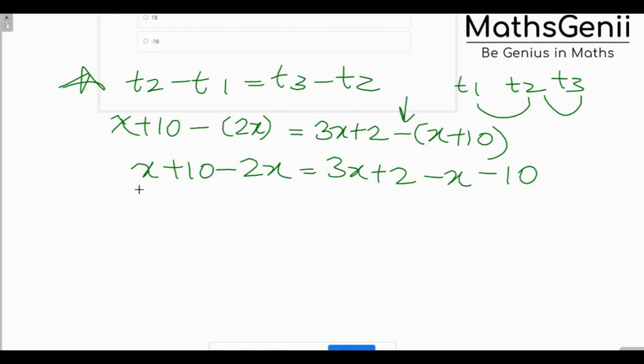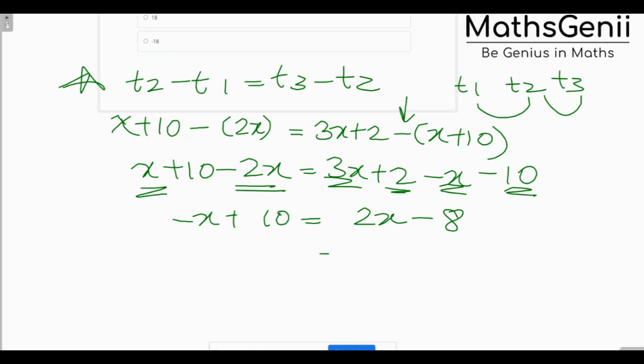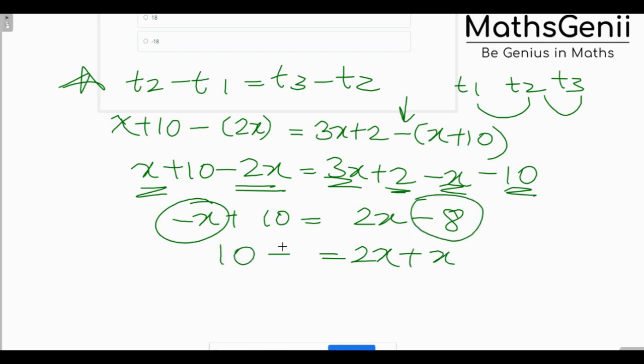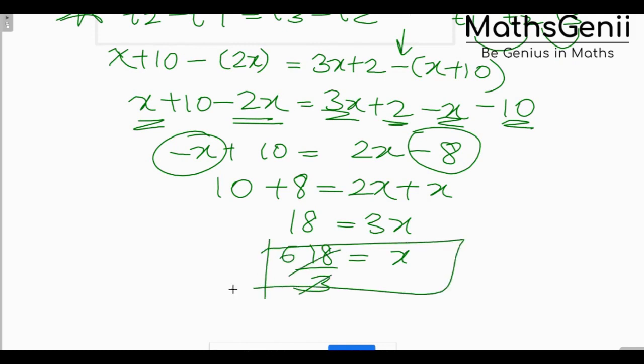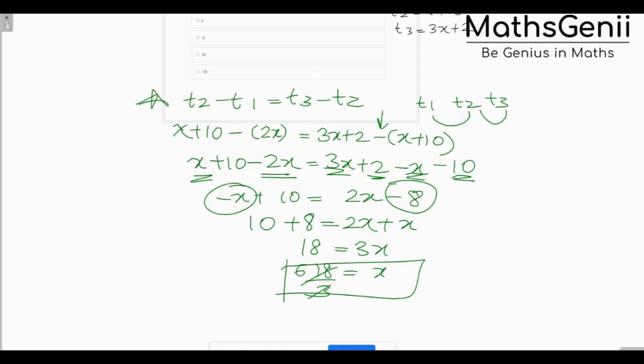Now add, you can add only x with x. So x minus 2x is minus x, sign of greater number. 3x minus x, 2x, plus 2 minus 10 is minus 8. So this minus x, I'm bringing this side, so it will become plus x, 10. This minus 8, I'm bringing this side, plus 8. 2 plus 1, 3. 10 plus 8, 18. Therefore, x is equal to 18 upon 3, which is equal to 6. You understood how to remember this formula, T1, T2, T3.